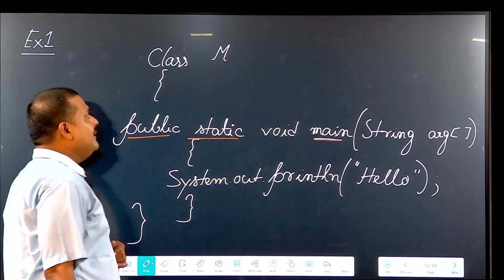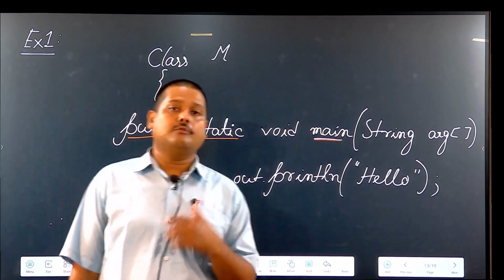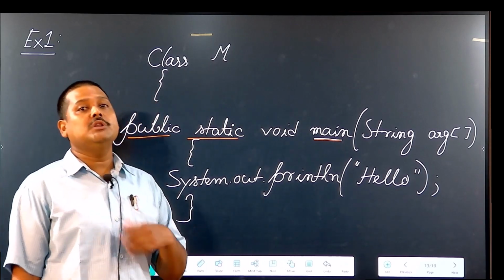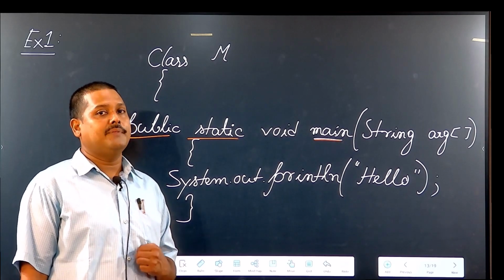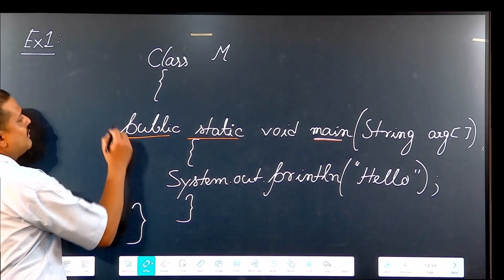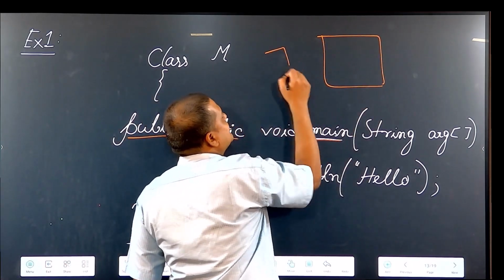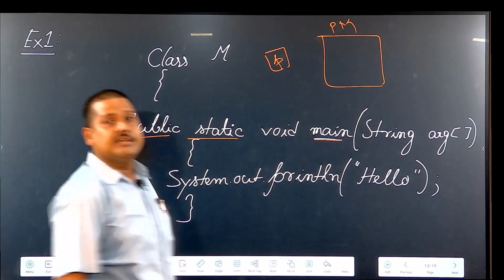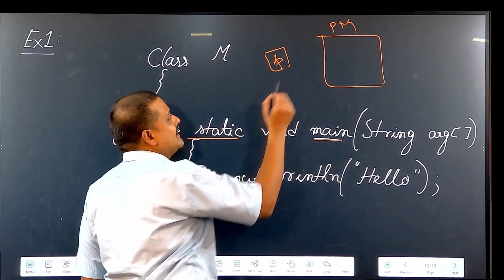So, what will happen? First, it is decided that whichever methods are declared as static, they can be accessed directly without creating the object reference variable of that particular class. Think about when a program is going to execute: say this is my program and this is my primary memory, and we are going to execute this program. So, what are the memories which will be allocated at that particular time?